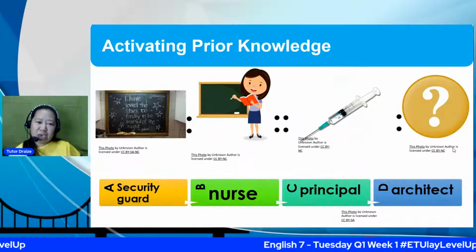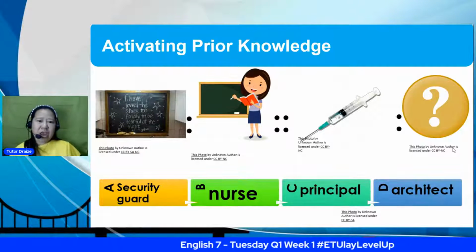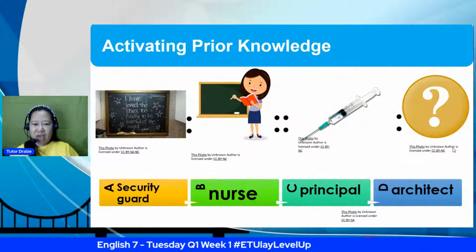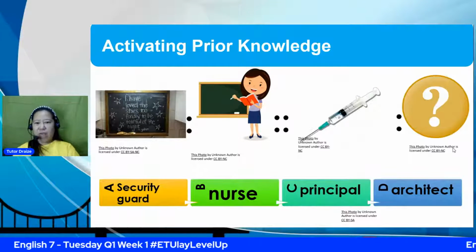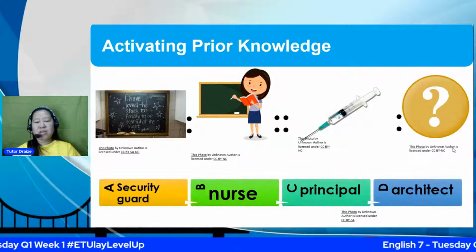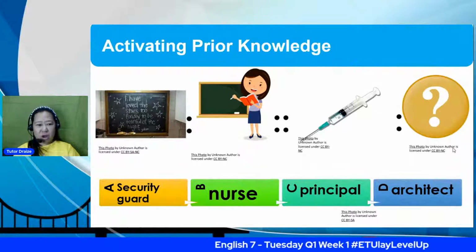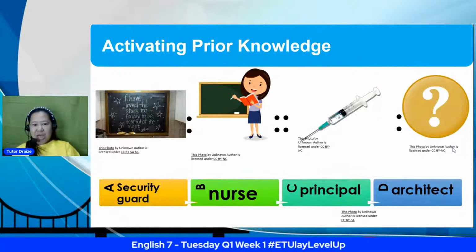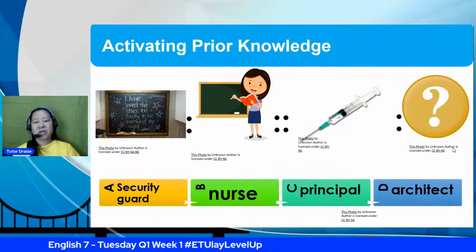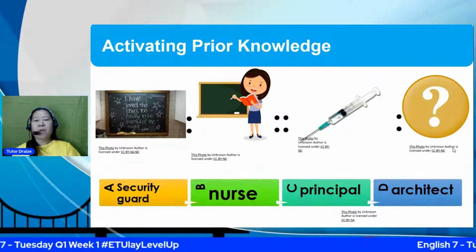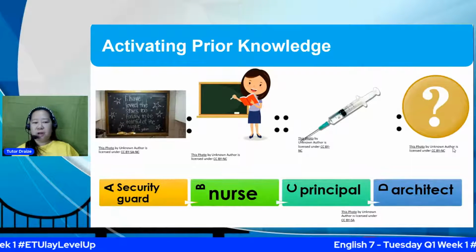For number five, we have a blackboard here, and then we have a teacher, and then we have a syringe, and then we have a question mark. What do you think does the question mark symbolize? Is it A, security guard, B, a nurse? Then is it C, a principal, or D, an architect? What is the question mark for?